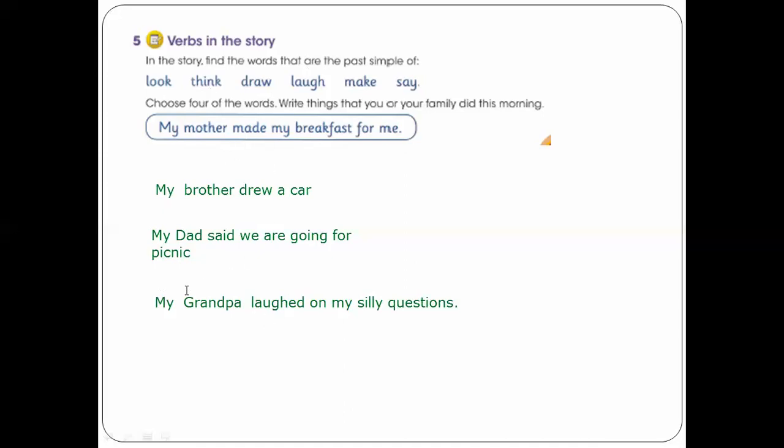I thought, okay, let's make another one. My sister thought and solved her homework. My sister thought and solved her homework.